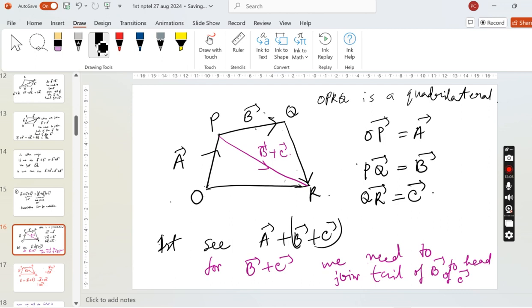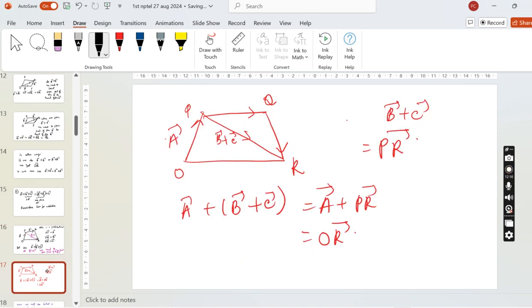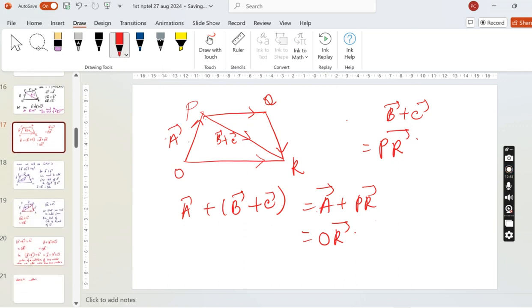So first we join B plus C. So we need to add from the tail of B to the head of C, which will be PR. Okay. So when we have the PR, then we need to join A plus PR. So A plus B plus C will be A plus PR, which is OR. So when we add A plus PR, we need to join from the tail of A to the head of PR. So this is OR.